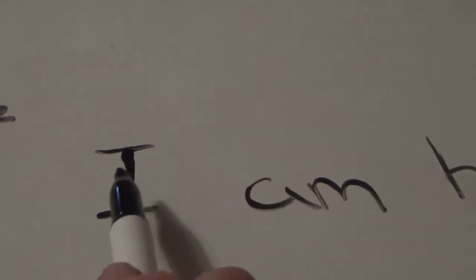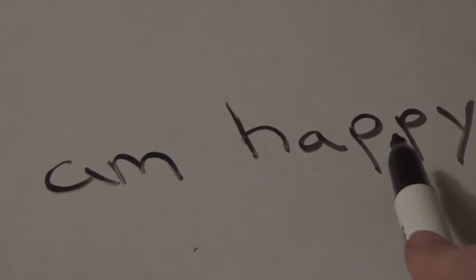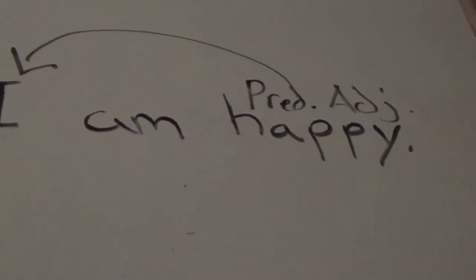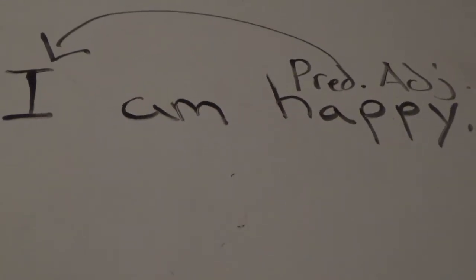So let's look at this sentence. I am happy. There's a form of be. Anytime a form of be is the main verb, it is a linking verb. Am is a linking verb. It's linking the subject I to a word in the predicate that describes or renames the subject. In this case, it describes the subject, and a describing word is an adjective. So this is what's called a predicate adjective. The part of speech is adjective. The part of the sentence is predicate adjective. And we're going to look at how to diagram that in just a minute.